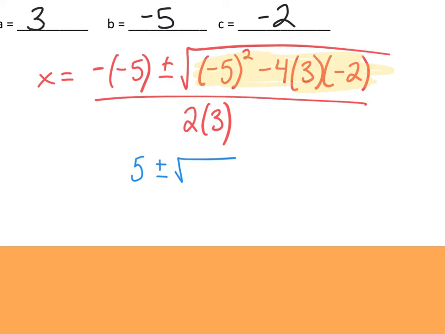What do you get? You should get 49. If you did not get 49, please raise your hand. Everybody good on that? Did we all get 49? Okay. Now, 2 times 3. 6.